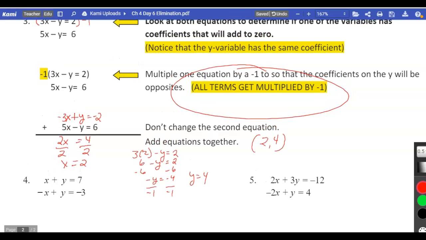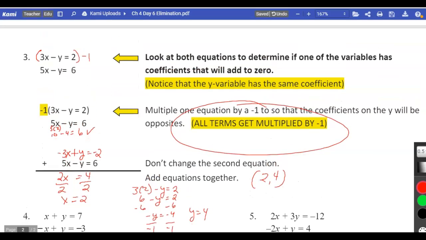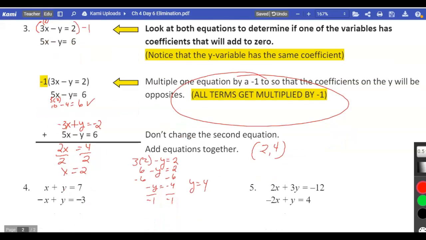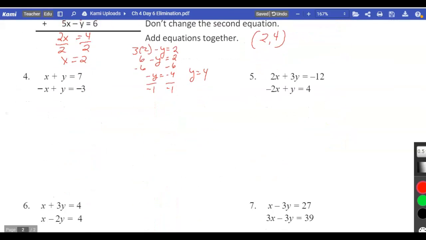Does that work on both of these? Well, 5 times 2 is 10 minus 4 equals 6. So that checks. And if I did the other equation, 3 times 2 is 6 minus 4 is 2. So that checks. So I checked it in both spots. Good strategy for your quizzes.